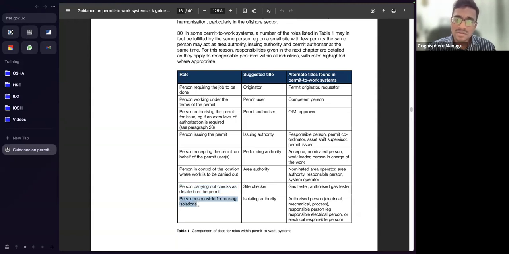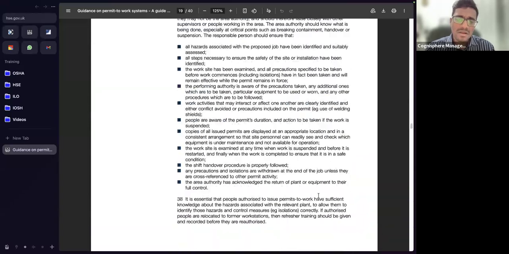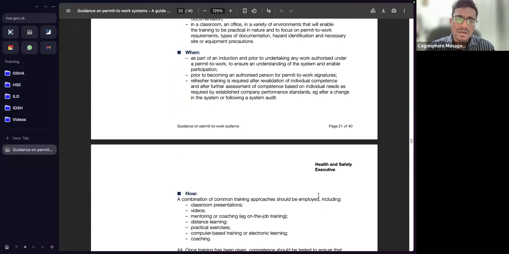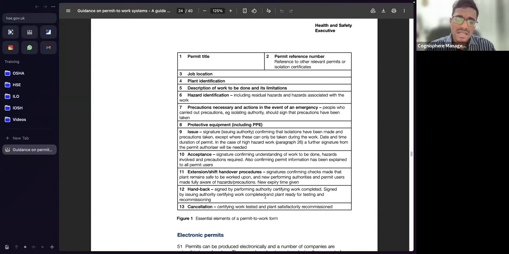And then the person responsible for making isolations. All the energy sources need to be isolated or cut off, whether thermal, electrical, or mechanical. Any source of energy needs to be cut off or isolated to ensure the work is done safely. So you have an isolating authority who is responsible for making these isolations. These are the essential elements of a permit to work form.